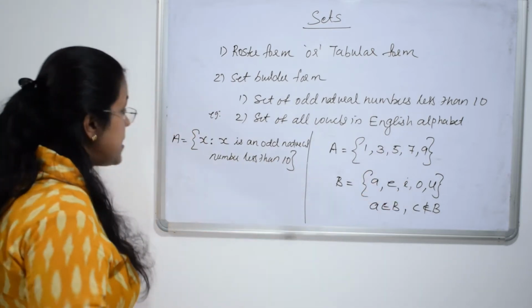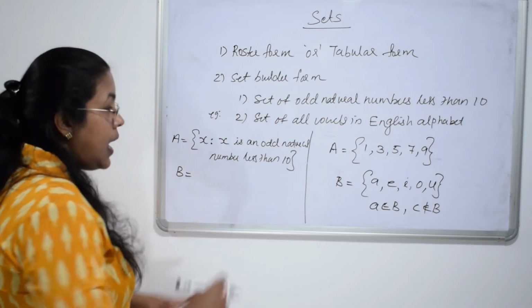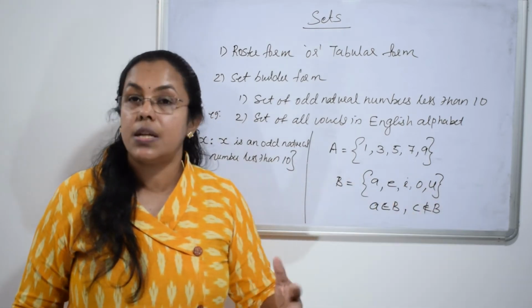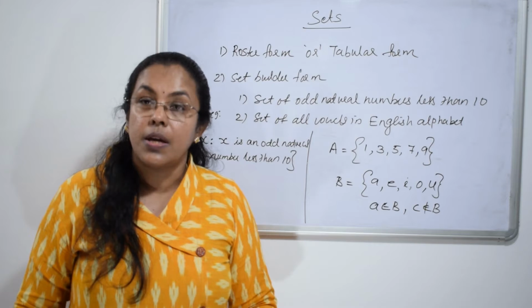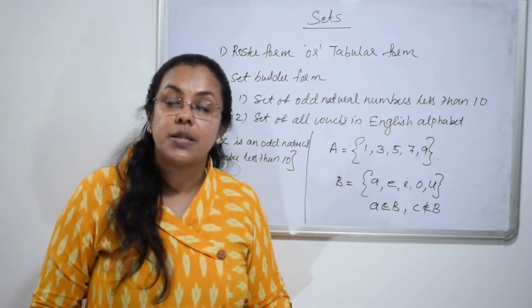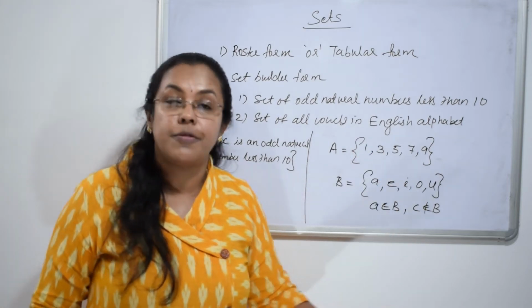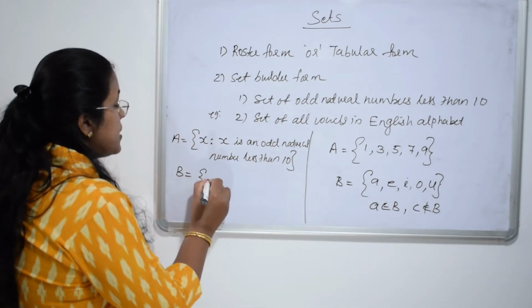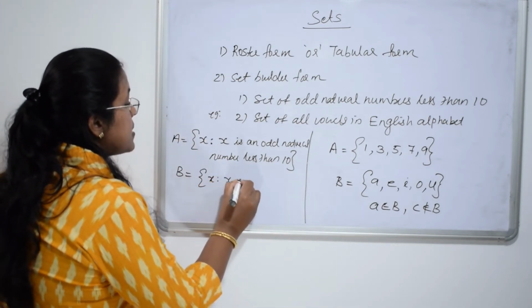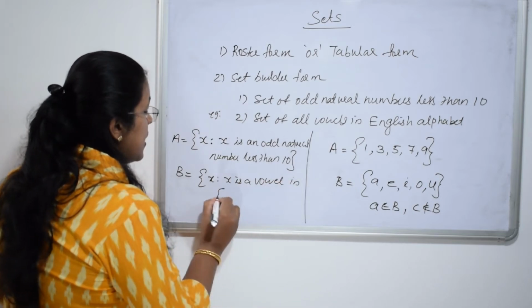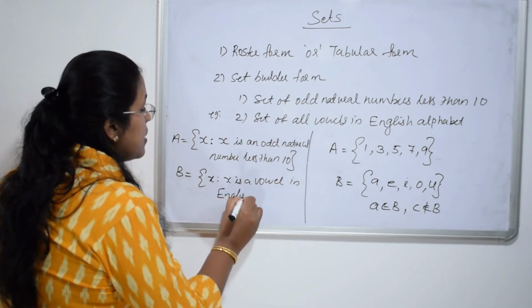Look at the next set. What is B? A, E, I, O, U. We know what A, E, I, O, U are. They are the vowels in English alphabet. So how can we write it? B = {x : x is a vowel in English alphabet}.